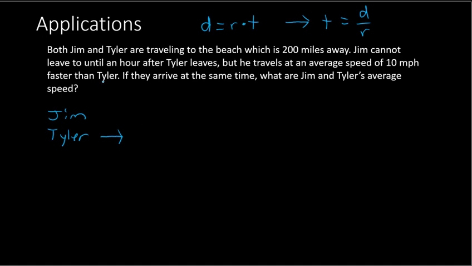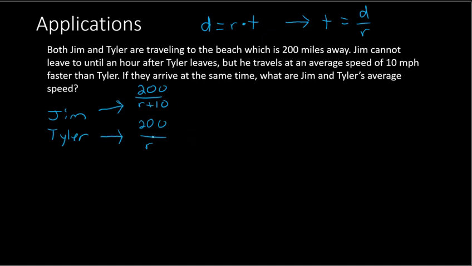All right, so with that being true, looking at Tyler, Tyler's rate can be our variable, because Jim's rate is based off Tyler's rate, right? Jim is traveling 10 miles an hour faster than Tyler. So if you look at Tyler, the distance was 200 miles, so we do 200 divided by the rate. The rate we'll call R, R for rate. For Jim, it's going to be the same kind of idea. The distance is 200. His rate is going to be 10 miles an hour faster than Tyler. So if we do R plus 10, that's going to be his rate.